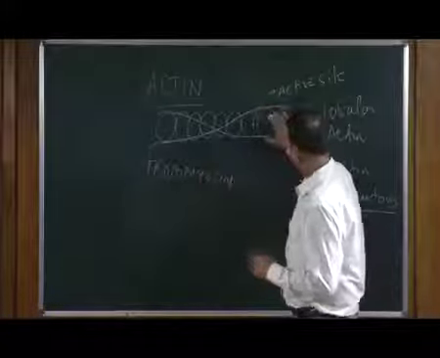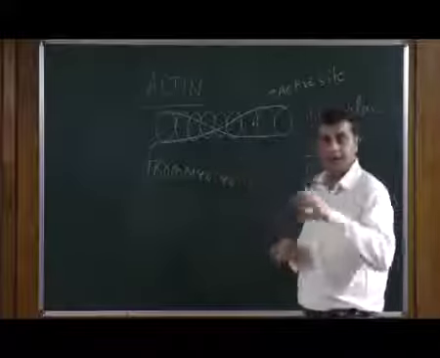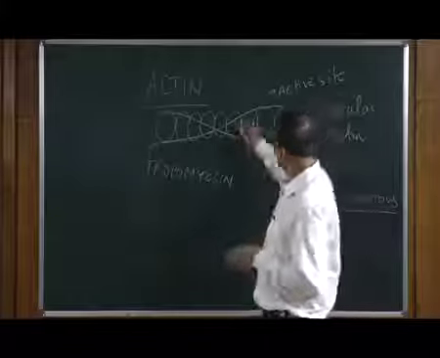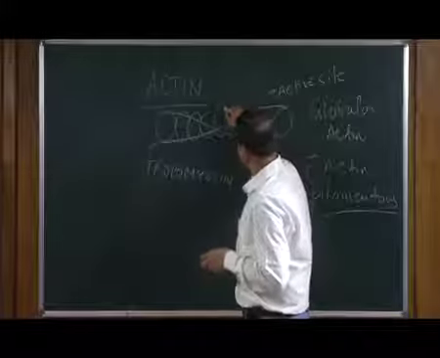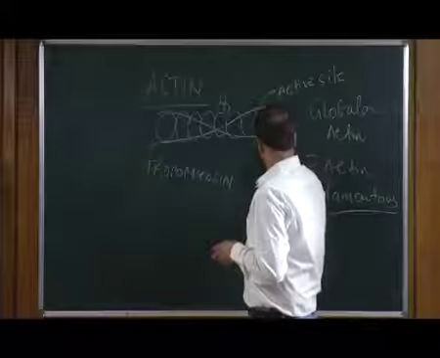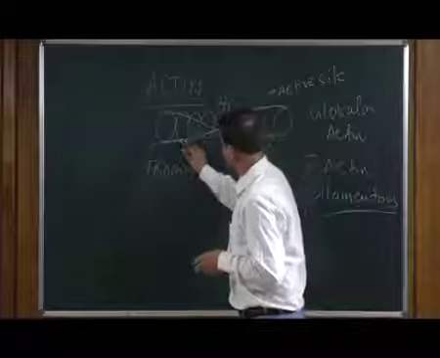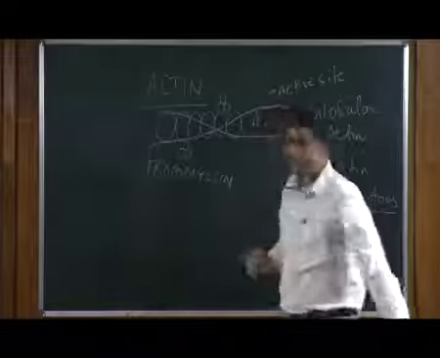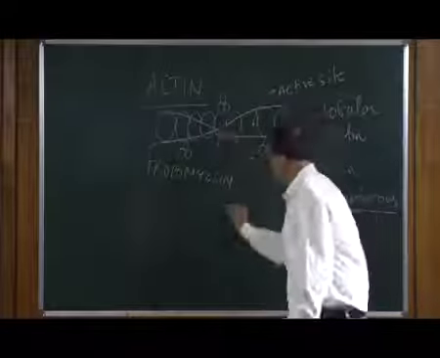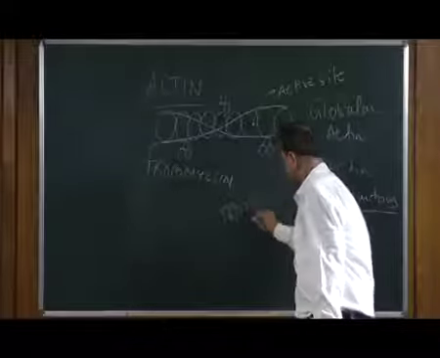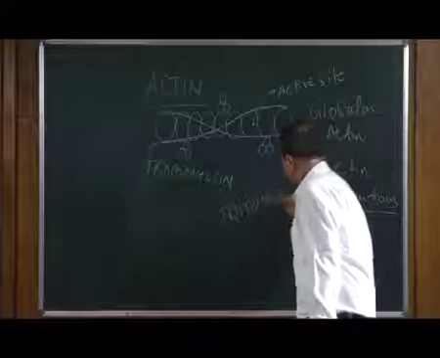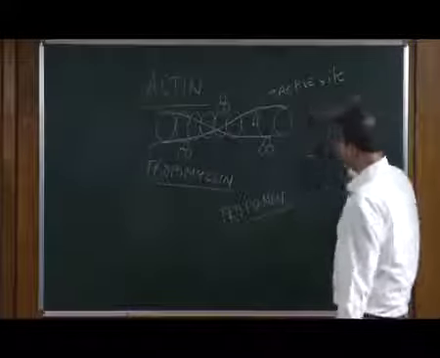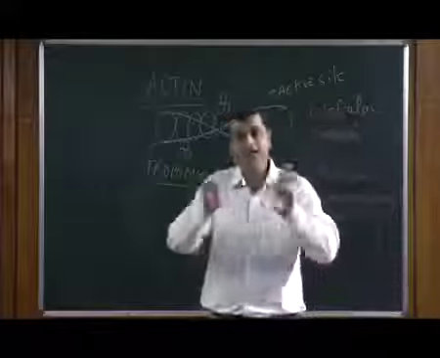Apart from actin and tropomyosin, we have another protein associated with this actin filament, and that protein is available as a triad. We have this triad protein distributed throughout the length of the actin filament, and it is called troponin. So, troponin, tropomyosin and actin are the three components of the actin filament.